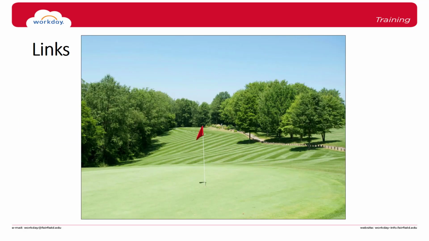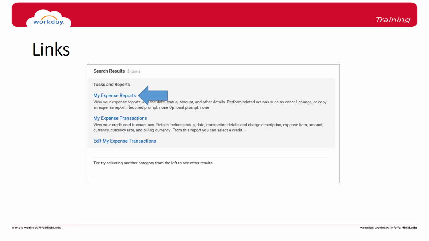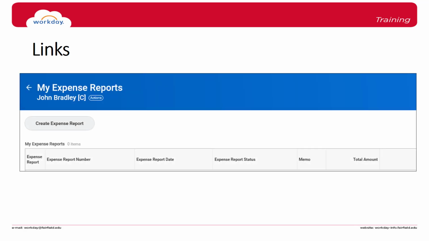I wish I were talking about a golf course here. No, links are connections or doorways to related information. They appear in blue in Workday. Click on the link and Workday will take you or link you to the related information. If it's blue, there's a clue.